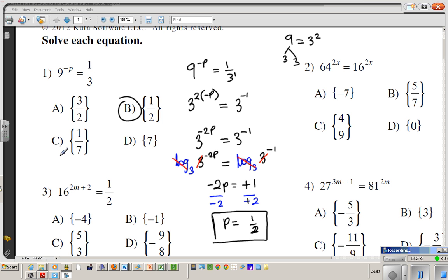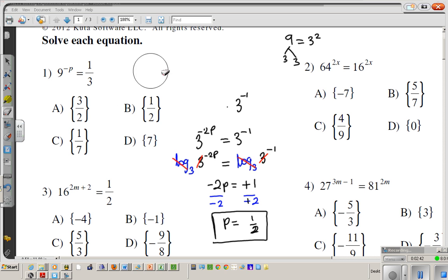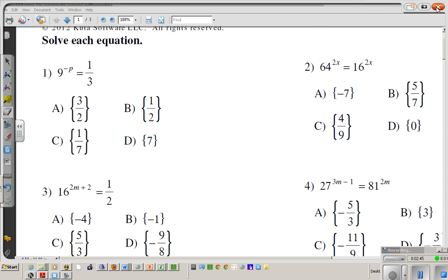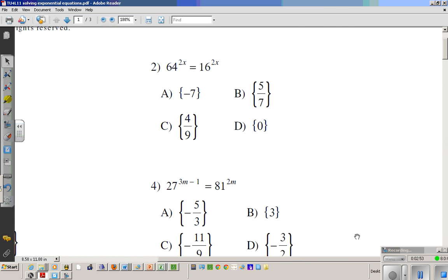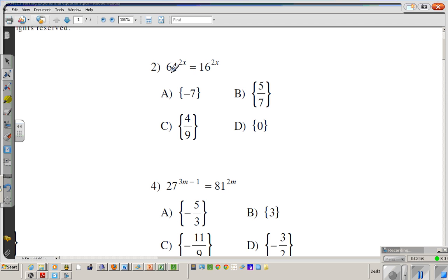Alright, let's move on to question number 2. I'm going to erase this first. Question number 2, which is basically 64, this one right here. So to do this one, we need to express the bases as the same number, okay? So I'm going to take 64 and break it down, and then I'll also break down 16. So 64 is basically 2 times 32, 2 times 16, 2 times 8, 2 times 4, 2 times 2. So 1, 2, 3, 4, 5, 6. So 64 is basically 2 to the 6th power.